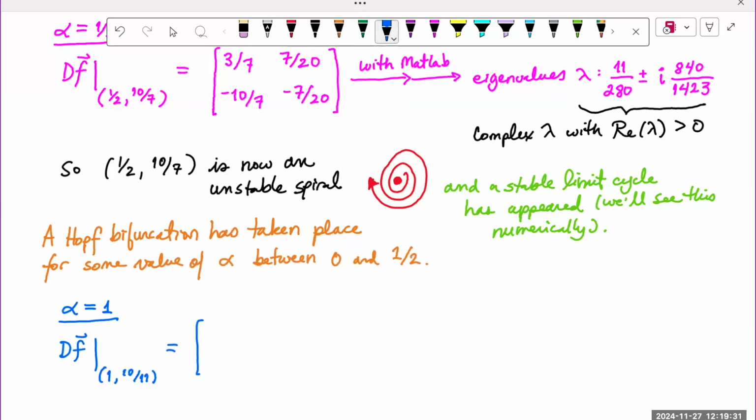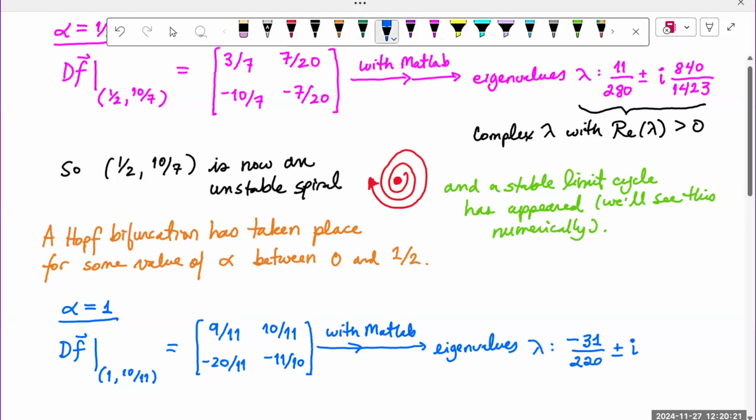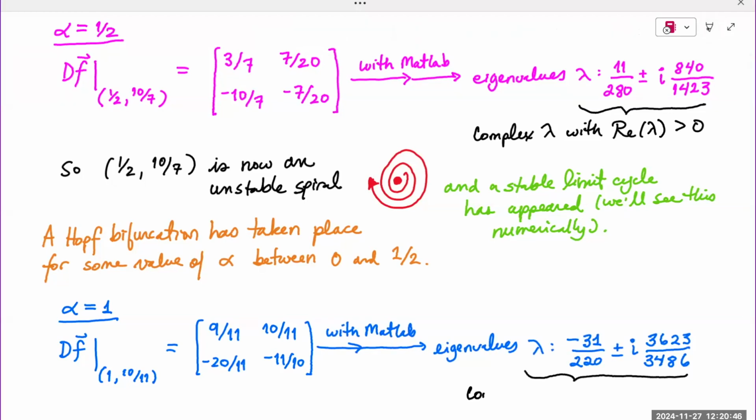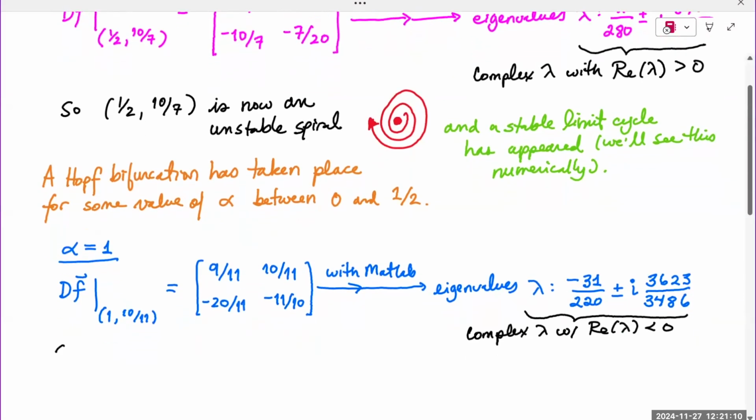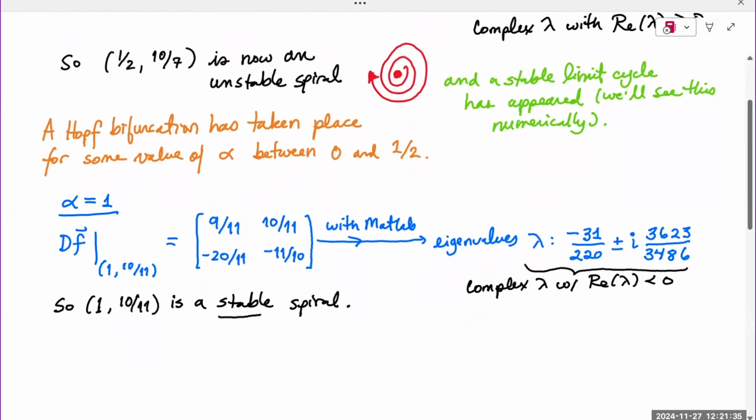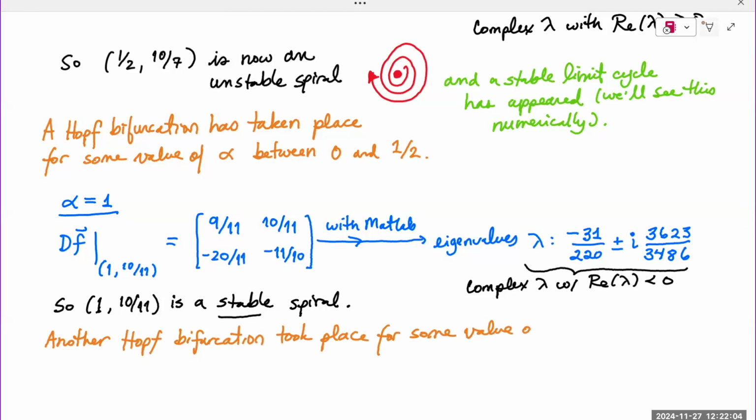Finally, let's look at the Jacobian for alpha equals 1. Again, obnoxious fractions, so I'm going to use MATLAB to find the eigenvalues. What does this tell us? We once again have complex eigenvalues, but now the real part has become negative. This means that our point has regained its stability and has become a stable spiral. Since there was once again a change in stability and the disappearance of a limit cycle between alpha equal 1/2 and alpha equals 1, there was another Hopf bifurcation.